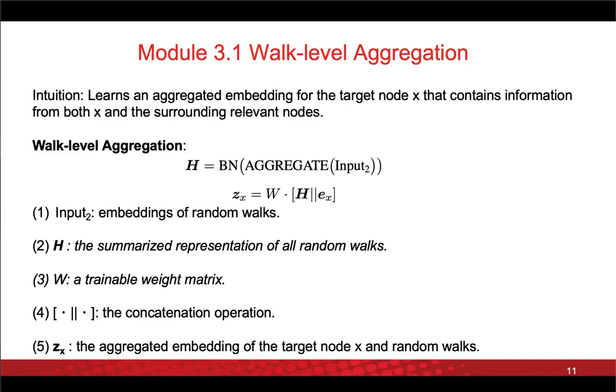In the walk level module, we generate an aggregated embedding for the target node X by combining information from both the target node and the surrounding relevant nodes. Specifically, we will use a combination of stacked LSTM aggregators and batch normalizations to generate the summarized representations of all random walks. Afterwards, we generate the aggregated embeddings by combining embeddings of all random walks and the target node.